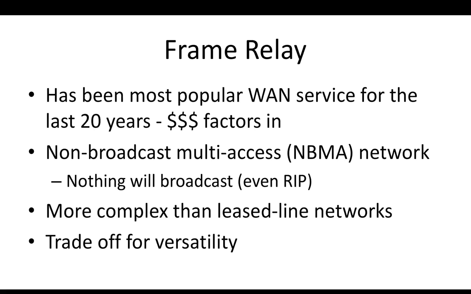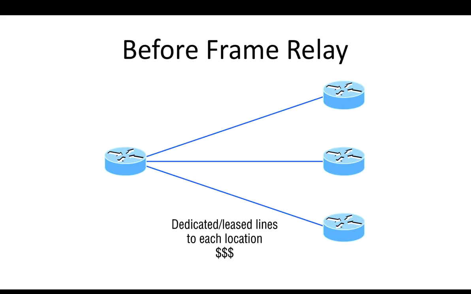It's a little bit more complex than a straight up leased line network, because in a leased line network, we have something like this, where it's one connection per router. So if we thought about the left-hand side being our corporate router, the right-hand side being branch routers, we would have one connection per router. Now this has advantages and disadvantages.